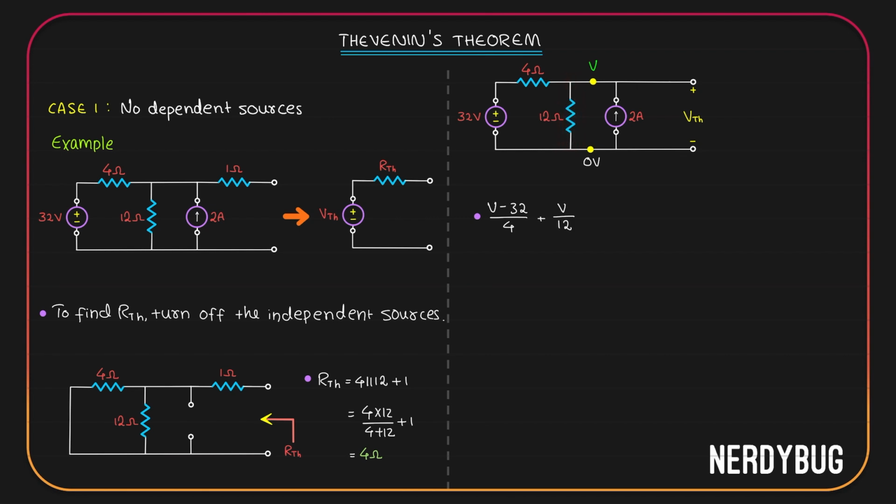There is one more current. It is provided by the current source 2 ampere. It is coming into the node. So I will take it as minus 2.